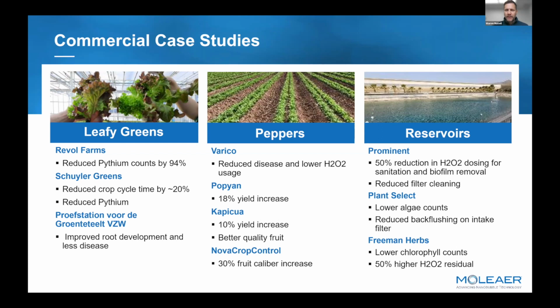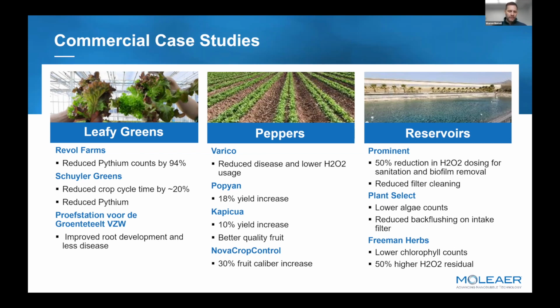Peppers and tomatoes are areas that we've also worked quite a lot with, both in soil and substrate. We do a ton of work in the south of Spain as well, an area called Almeria. And again, we're looking at introducing oxygen nanobubbles to promote oxygen availability in the root zone.